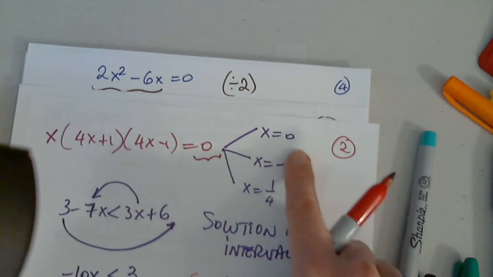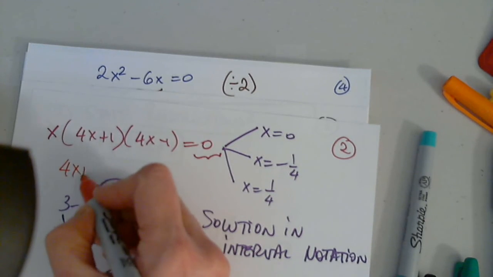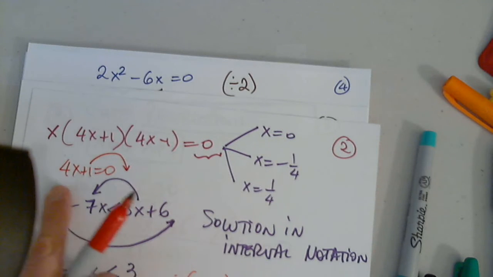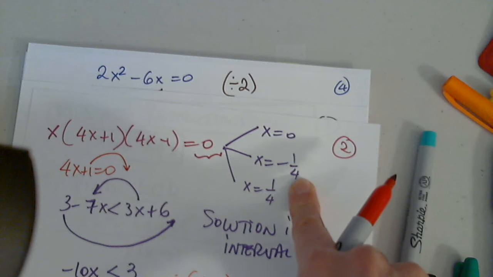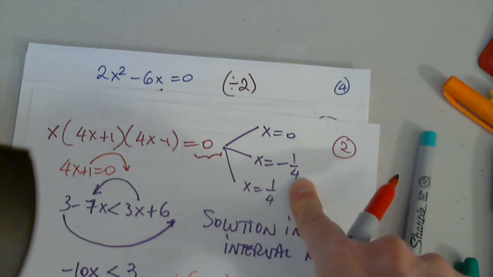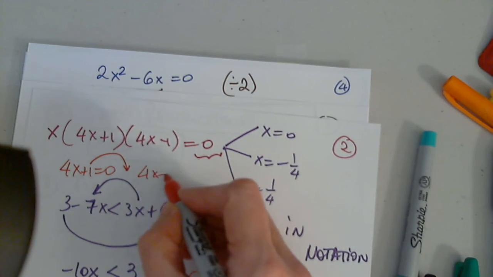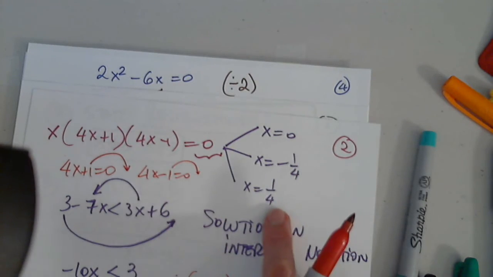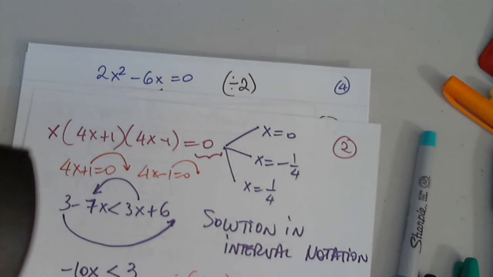If the first factor is 0, I get this. If the second factor is 0, I get 4x plus 1 equals 0. I move 1, it becomes negative, and I divide by 4. Is that okay? Gabby, can you follow this? Yeah. And the same thing here. I have 4x minus 1 equals 0. I move 1, it becomes positive, and I divide by 4. Is that better? Yeah. Good.